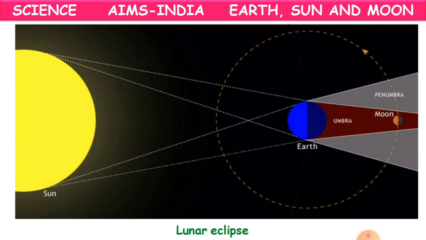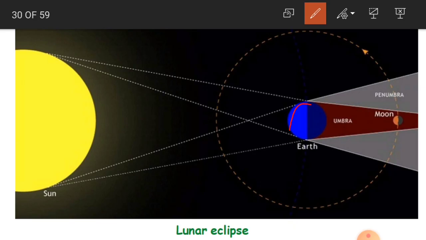See here. Are you able to see? This is the clear diagram of the lunar eclipse. Here in between you can see the earth, and here this is the sun, and this here is the moon, and this dotted area is the path of the moon, that is the orbit of the moon. See, in between the sun and the moon we have got the earth.